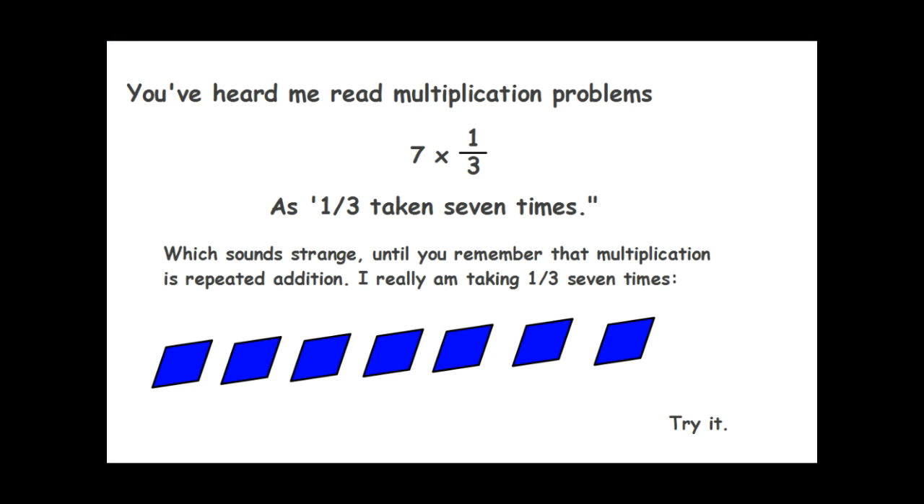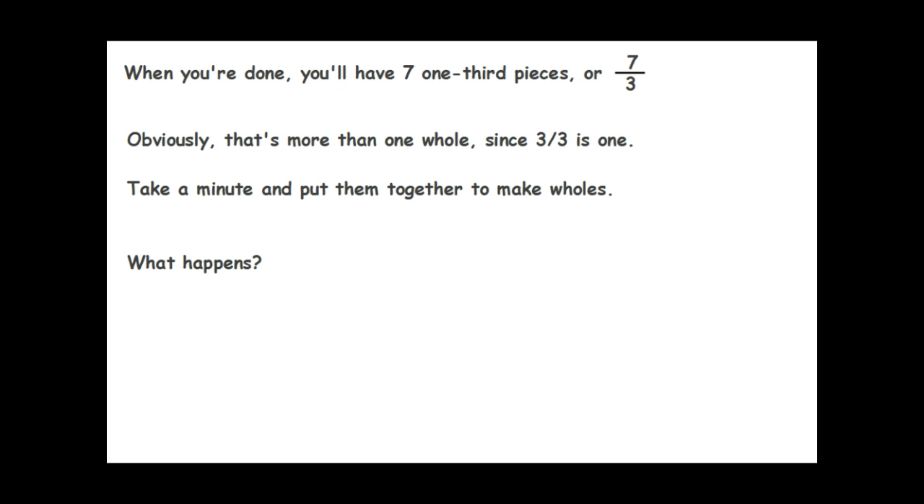Well, in class you've already heard me read multiplication problems as 1/3 taken 7 times, which sounds strange until you remember that multiplication is repeated addition. I really am taking 1/3 7 times. And if you happen to have pattern blocks, I'm going to stop for a second and let you count out 7 1/3 pieces. And 1/3 assumes that the yellow hexagon is one whole. And if you're doing that, go ahead and pause the video for just a second. So now that you're done, you should have 7 1/3 pieces, or 7/3.